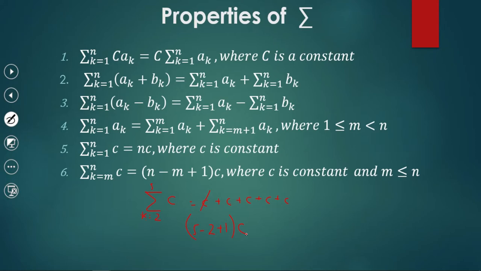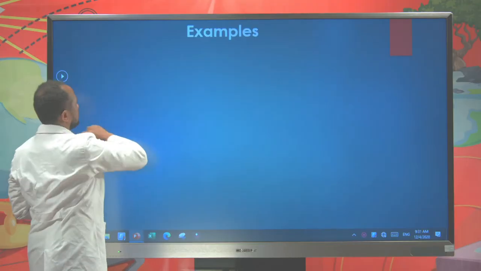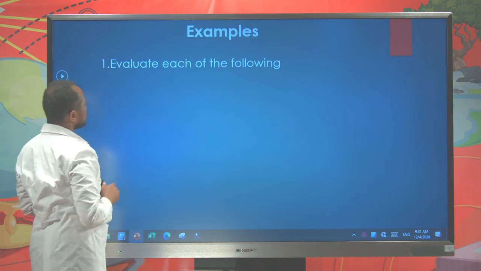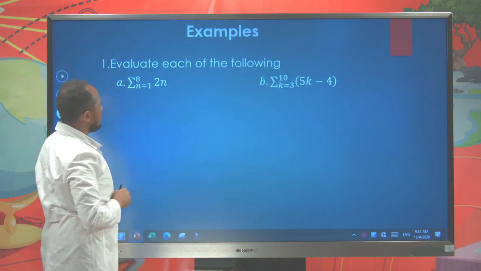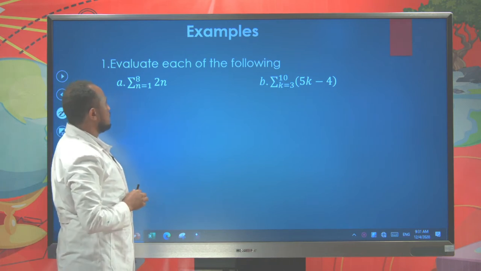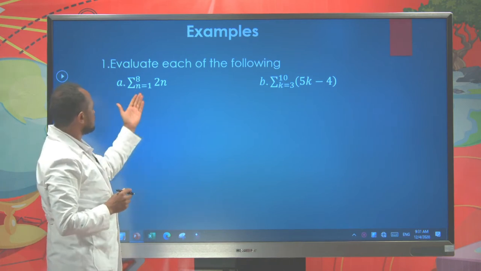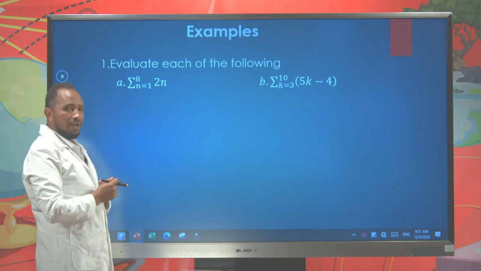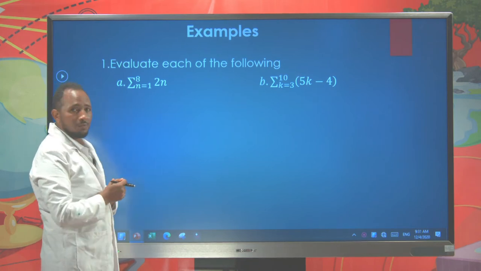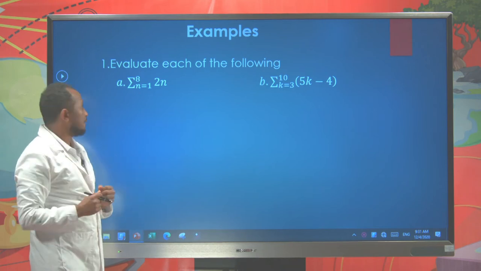Now, let's continue to the other part. Okay, let's see examples. Let's try this one. Evaluate each of the following. Let's start from this one, the summation of 2n, where n starts from 1 up to 8. Let's see this one together first.